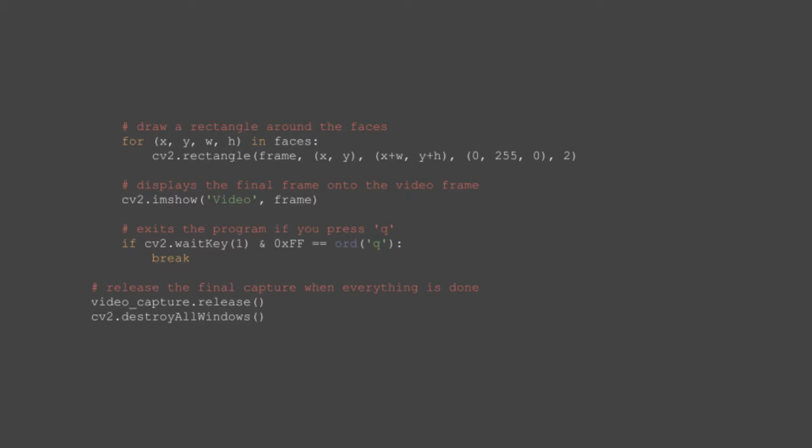You'd be able to exit the program by pressing the Q key, which will break the loop and then move on to the last two lines, where it then releases the final capture before closing the window.